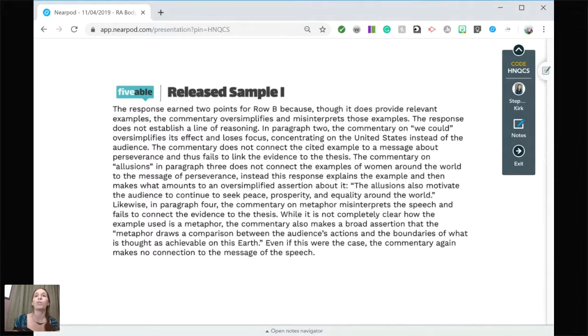The commentary on allusions in paragraph 3 does not connect, we didn't look at paragraph 3, but just so that you can kind of see, it doesn't connect the examples of women around the world to the message of perseverance, and instead this response explains the example and then makes what amounts to an oversimplified assertion about it. So you can kind of see that although there are more paragraphs, each paragraph is very simplistic in what it offers. It doesn't give much analysis. It gives a what's there, but it's a very simplified what's there.